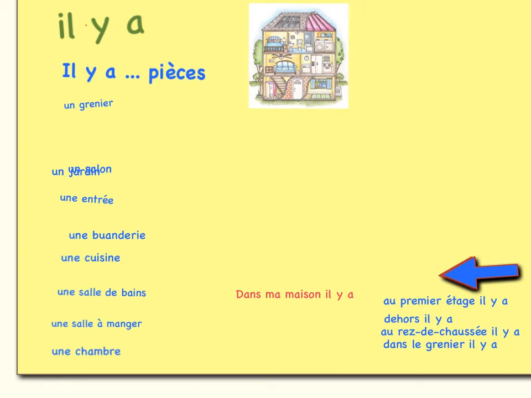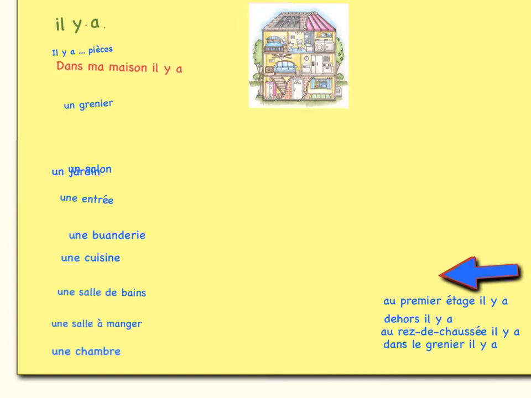This is a sentence which means there are pièces. Pièces are rooms. So if your house has 12 rooms, you would say il y a 12 pièces dans ma maison. If your house only has 7 rooms, you can say il y a 7 pièces dans ma maison. I wouldn't suggest you count your toilet. Okay, so il y a, there is or there are. It's a very important structure.